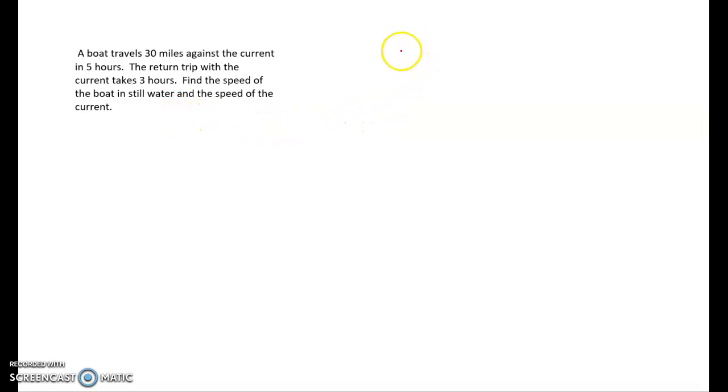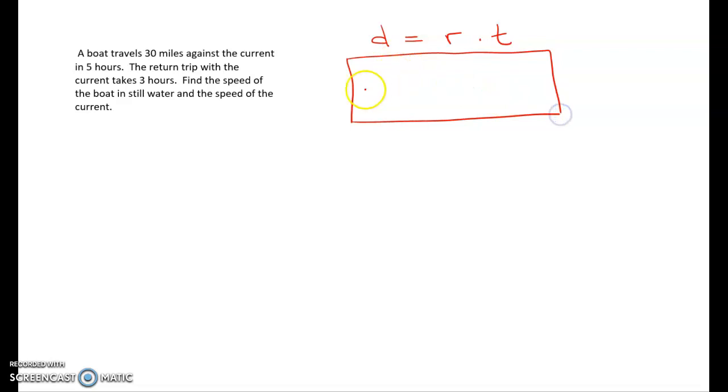So for these types of problems, I really like to use a table. The first key is to realize distance equals rate times time. This is a formula you need to know, and it'll help us figure this problem out. So let's set up a table. Now we're going to have 2 trips, and for both of those, we're going to set up the distance, rate, and time in our table.